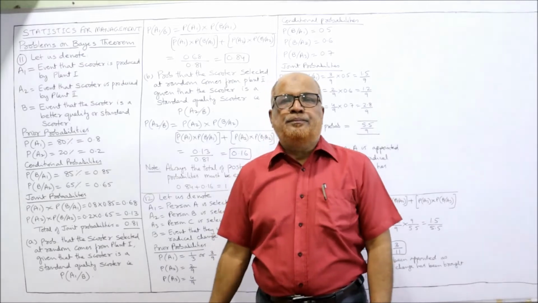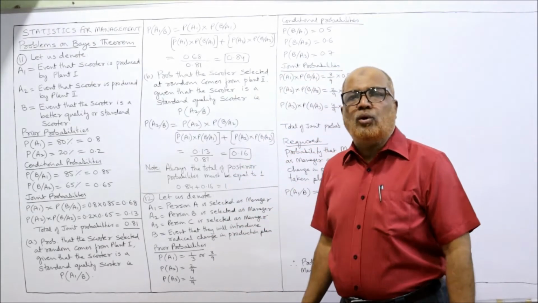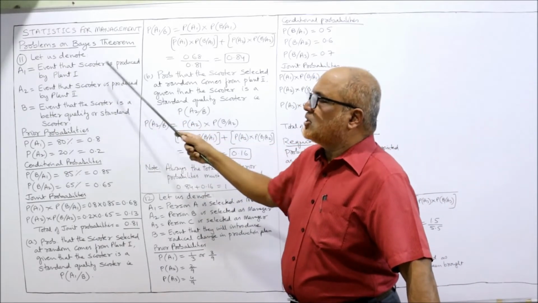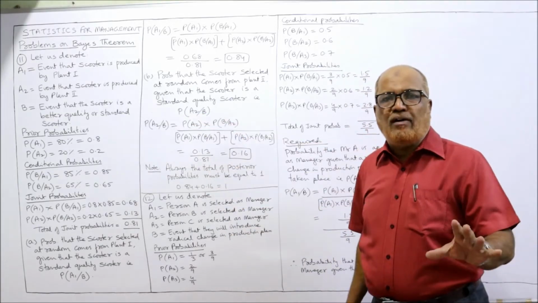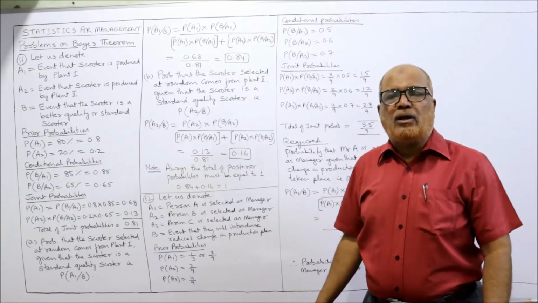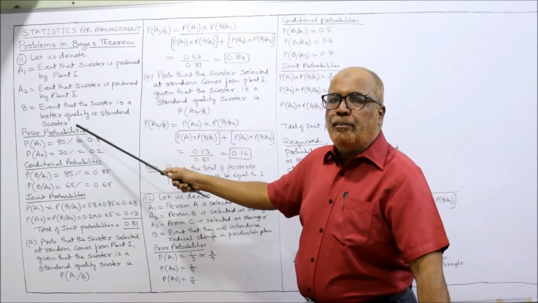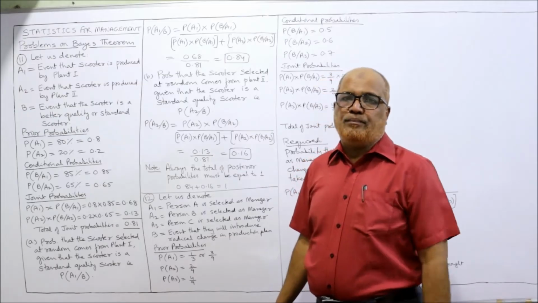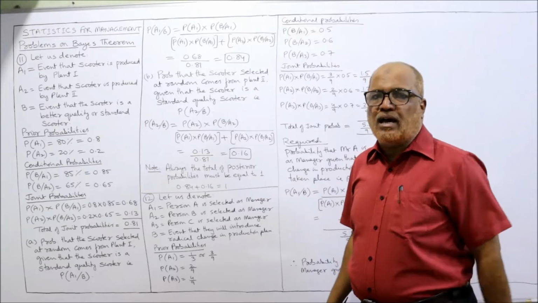Now, first of all, we'll write the given information in a notational form. Let us denote A1 as the event that the scooter is produced by plant 1. 2 plants we have, plant 1, plant 2. A1 is the event that the scooter is produced by plant 1 and A2 is the event that the scooter is produced by plant 2. B is the event that the scooter is a better quality scooter, right? So A1, A2 and B, these are the notations I have given.